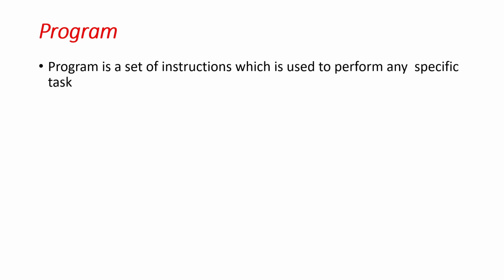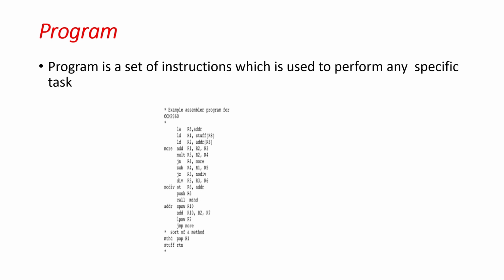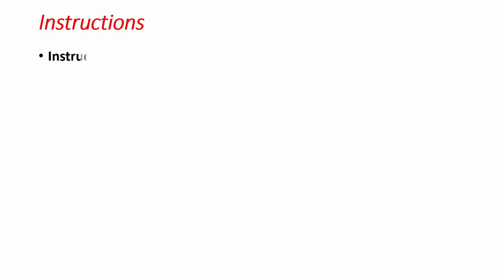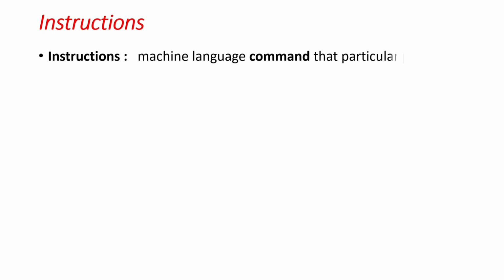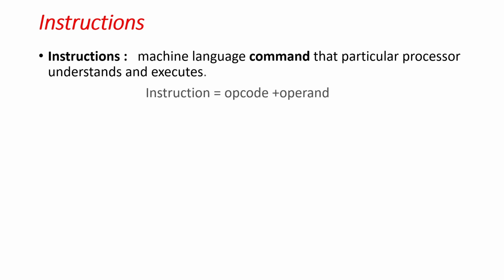As I told you, we are moving towards the program. So, what is a program? A program is a set of instructions which is used to perform any specific task. This is the program. It is the set of instructions. Now, what is an instruction? An instruction is a command that a particular processor understands and executes. It is made up of opcode plus operand.